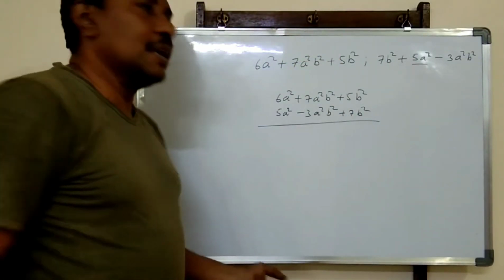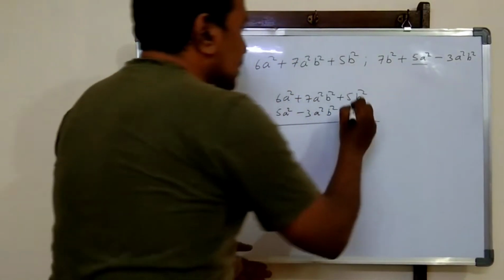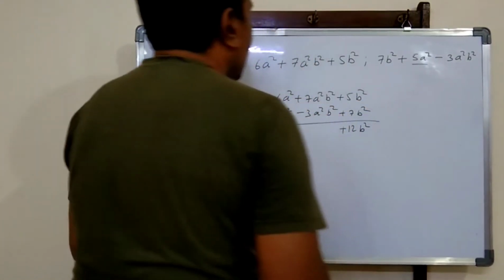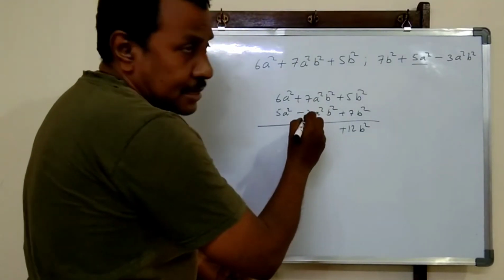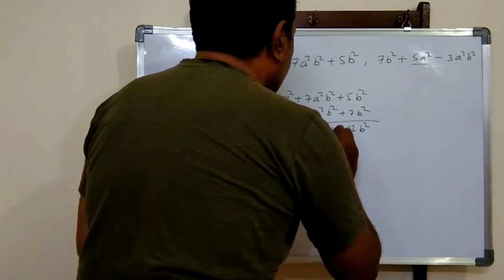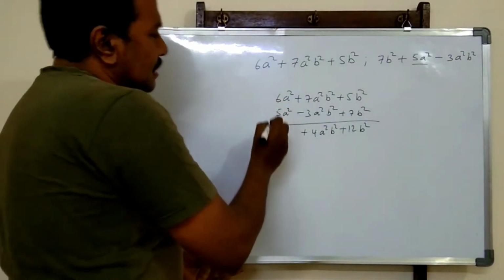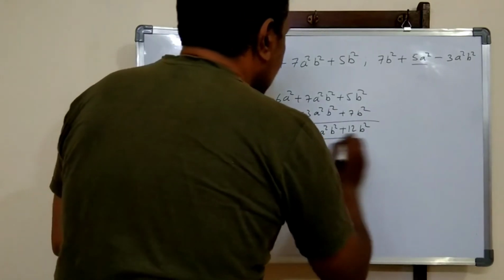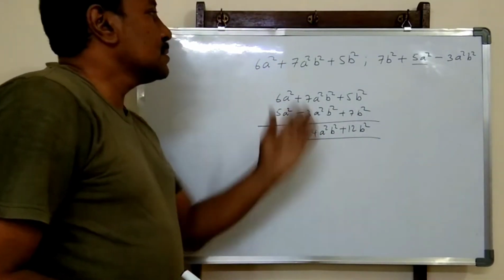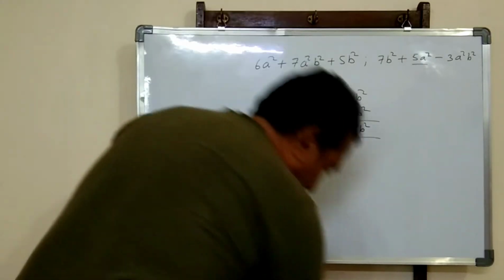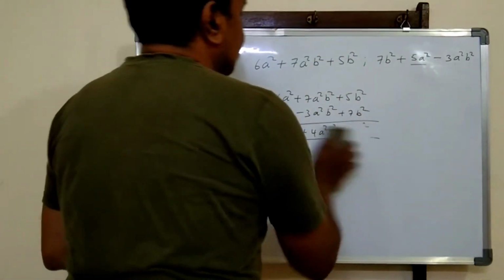Now simplification as usual. 5 plus 7 is equal to 12, 12b square. Here 7 minus 3 is plus 4, plus 4a square b square. Then 6 plus 5 is equal to 11a square. Like this you are going to add two expressions.